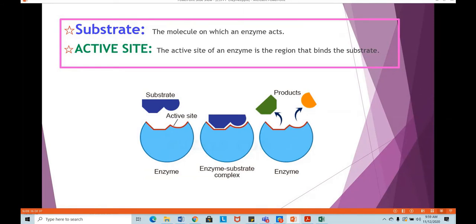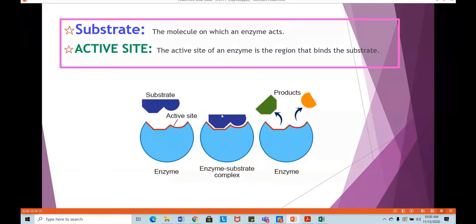A substrate is the molecule, or it could be a protein or a carbohydrate, on which an enzyme acts. Very good. The enzyme acts on the substrate molecule either in breaking down the carbohydrates, proteins, or fats, or on the various molecules which are present in the liver, pancreas, and so on. And what is an active site? This region where the substrate molecule comes and binds to the enzyme is known as the active site.